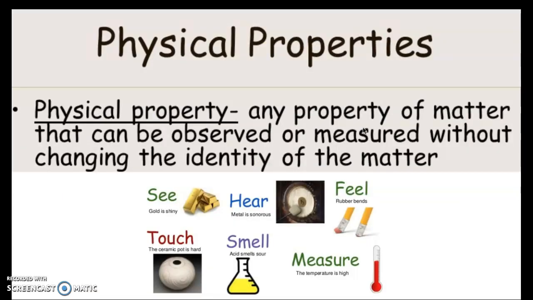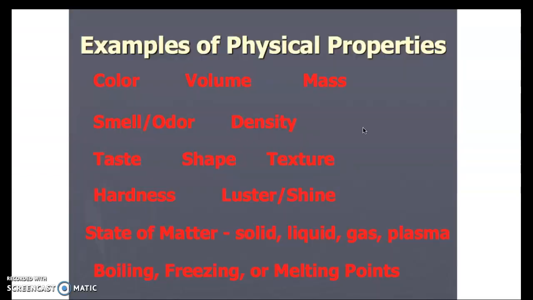So the definition of a physical property is any property of matter that can be observed or measured without changing the identity of the matter. So I can observe that a pencil is yellow. I can observe that sandpaper is rough, and measuring those things or observing them doesn't change them. So those are physical properties.